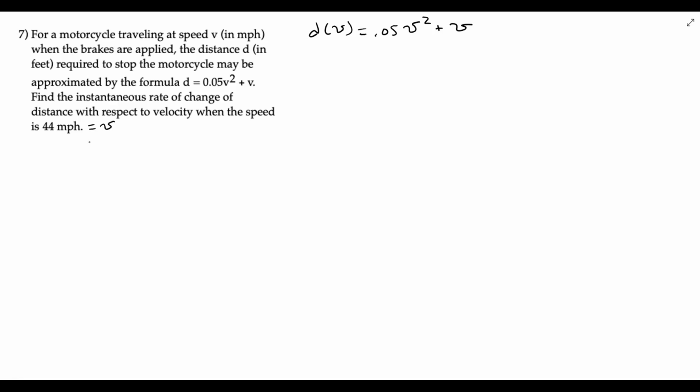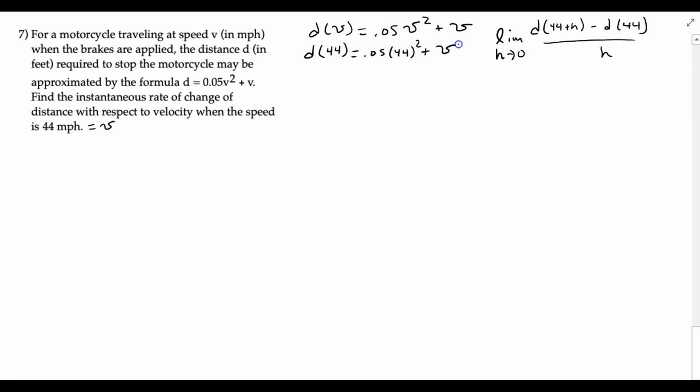So let's take a look here. If I've got that for my d of v, and I want to know what d of 44 is, because again, remember our formula, our limit of our difference quotient, it is going to be d of 44 plus h minus d of 44, all divided by h. That's what we're doing here to find that instantaneous rate of change. So I'm going to plug the 44 into my formula so that I can get the distance at 44 miles per hour, how far I've traveled.